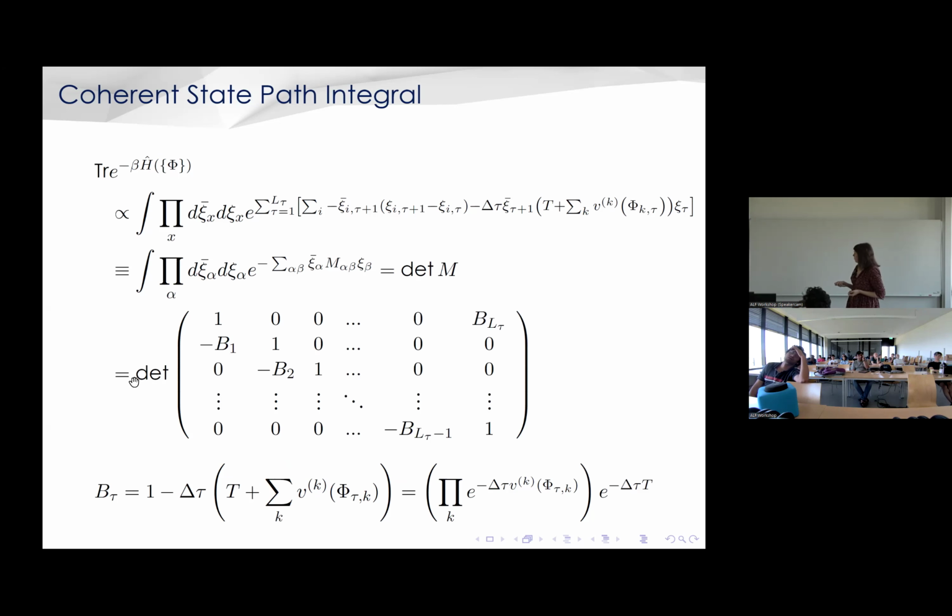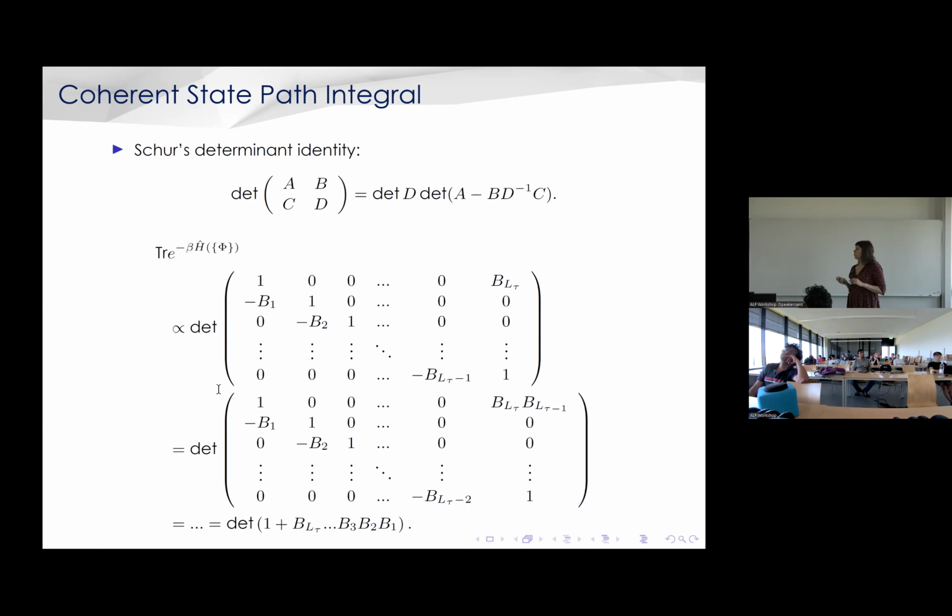And so then the determinant has this particular form with what we call the B matrices. And the B matrices are defined here in terms of our T and our V. So we have 1 minus delta T times this quantity. And we can take delta T as small as we like. So infinitesimally, we can simply write the B matrix in this way. And so this determinant is of a space-time by space-time matrix, because each of these B blocks is going to be space by space in its dimensions.